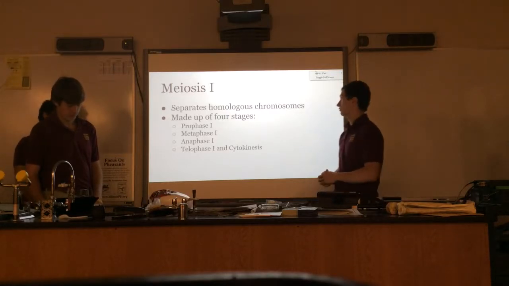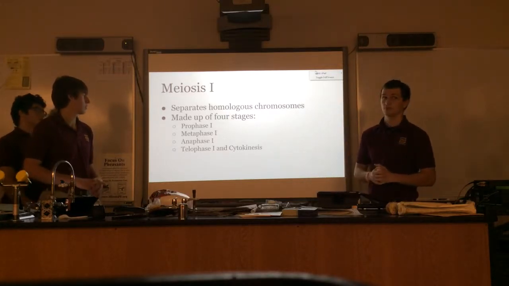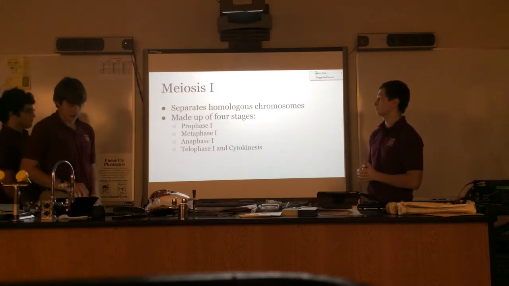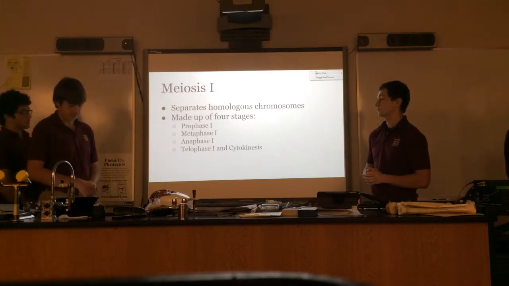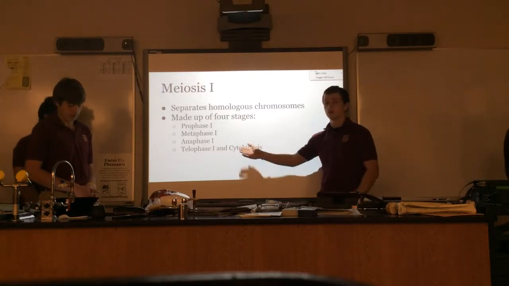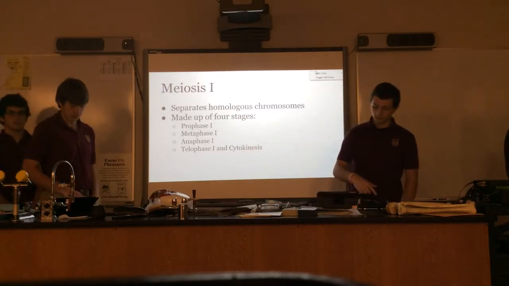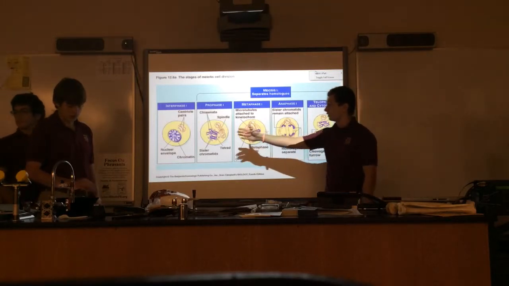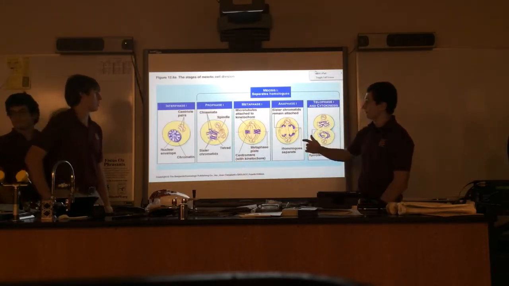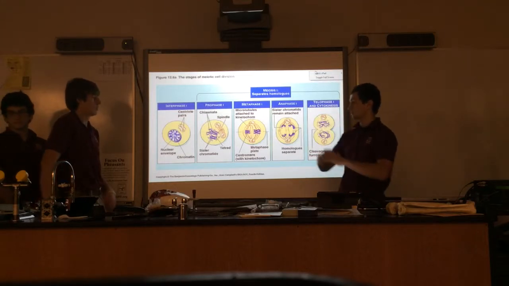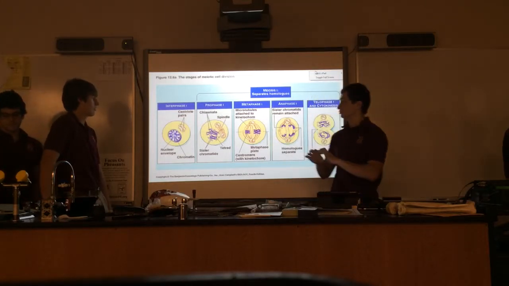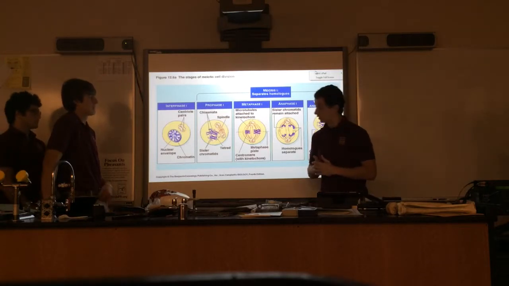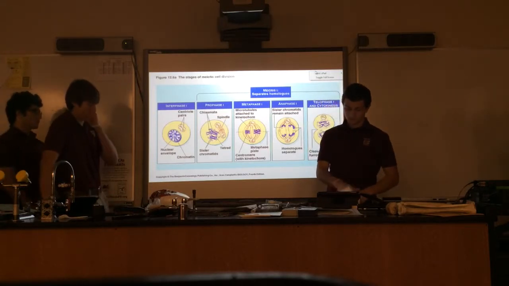So meiosis 1, overall, the first step of meiosis is to separate homologous chromosomes. And this is made up of 4 stages: prophase 1, metaphase 1, anaphase 1, and then telophase 1 with cytokinesis going on at the same time. To start off, in interphase 1, the nuclear envelope starts to fragment, centrioles start to duplicate, and then the chromosomes duplicate themselves.